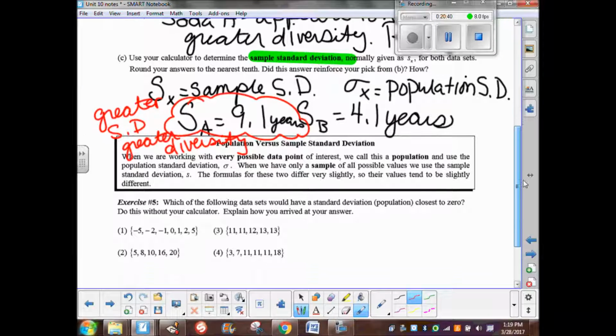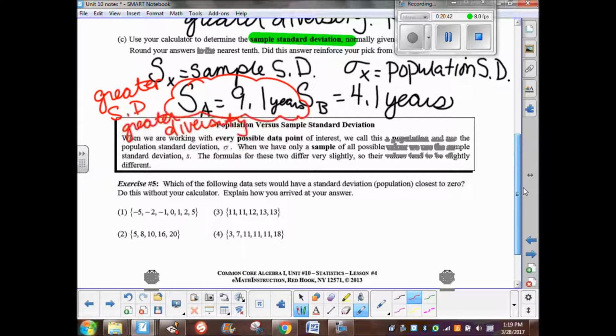All right, and this box in here just reinforces population versus sample, what I talked about. So population is sigma, and sample is S.